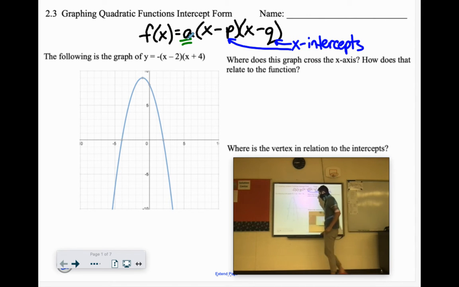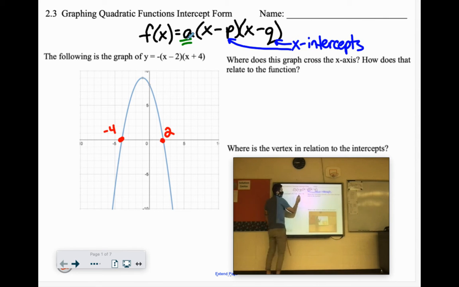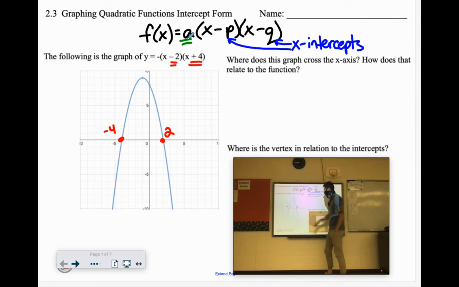So the following is the graph of negative x minus 2 times x plus 4. Where does this graph cross the x-axis? How does that relate to the function? Well, let's look. X is the flat one. I see it crosses at negative 4 and positive 2. Now, if you look at the formula, I see x minus 2, positive 2, x plus 4, negative 4. That's fun. The other thing you can look at is that A is negative, which shows that it is a reflection, so it should be an upside down parabola on this one.